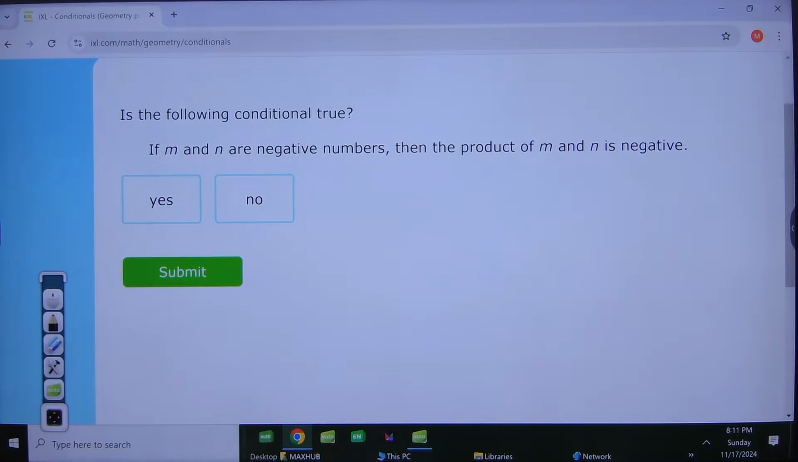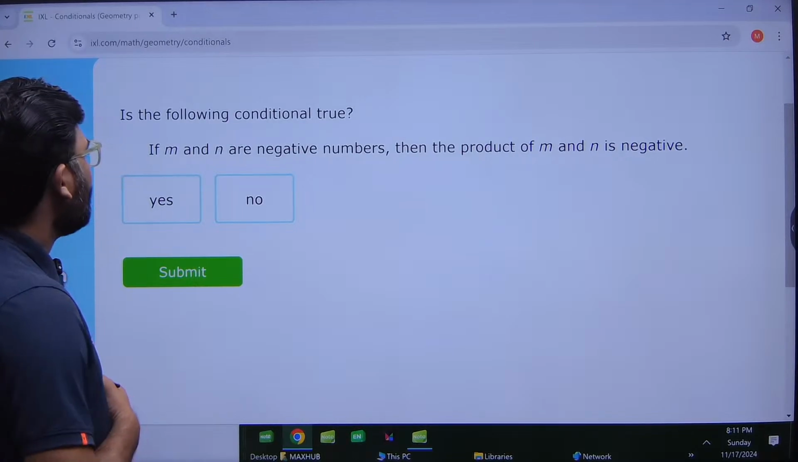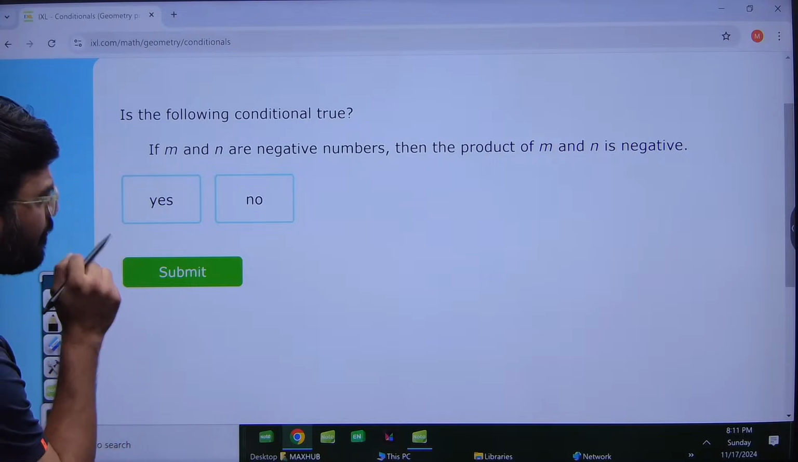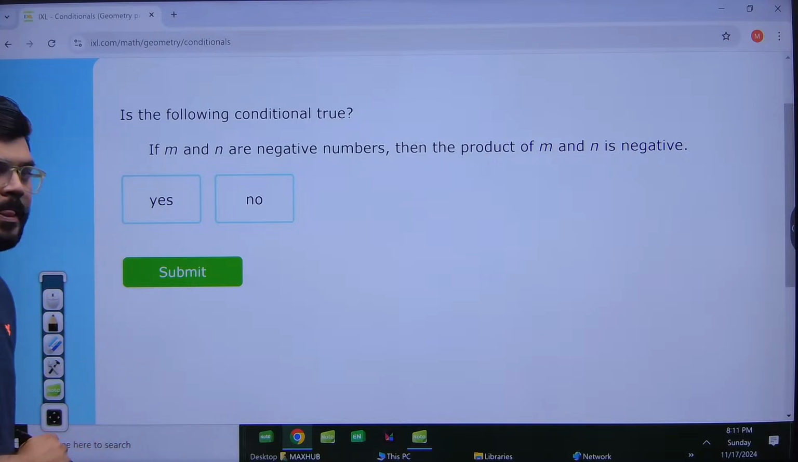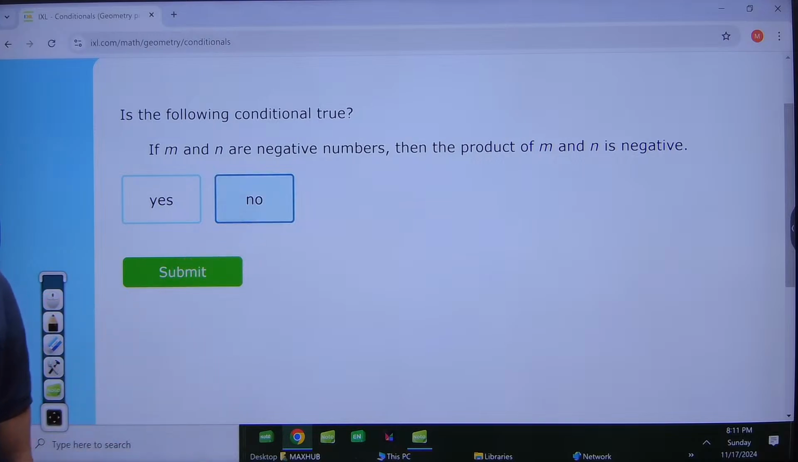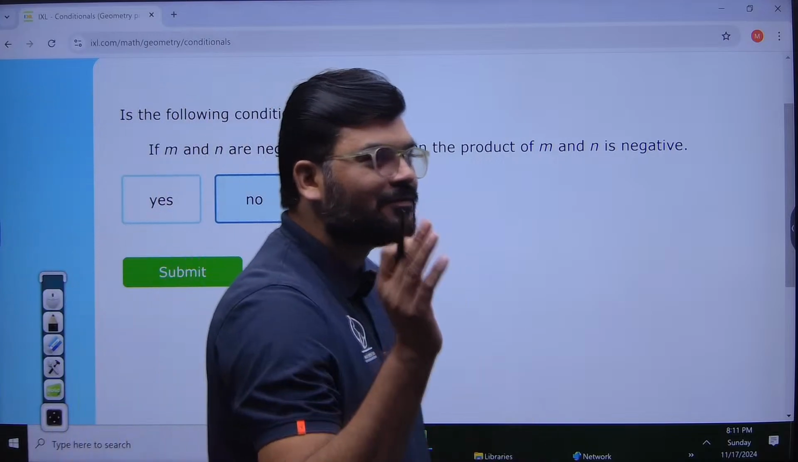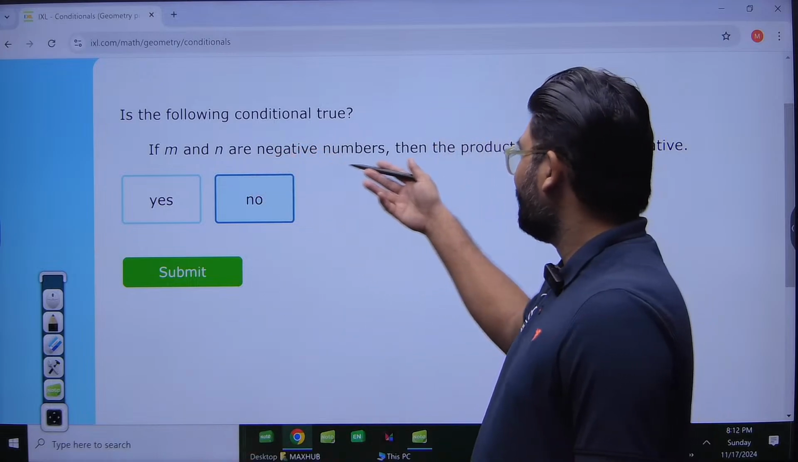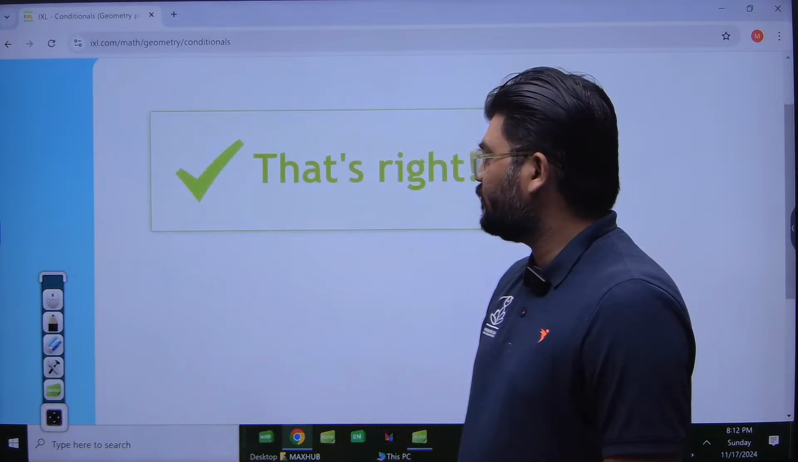Tell me the next one. If m and n are negative numbers, then the product of m and n is negative. That's not true. You don't need a counter example. That condition itself is false. Exactly. Two negative numbers, if you multiply, it will become positive only.